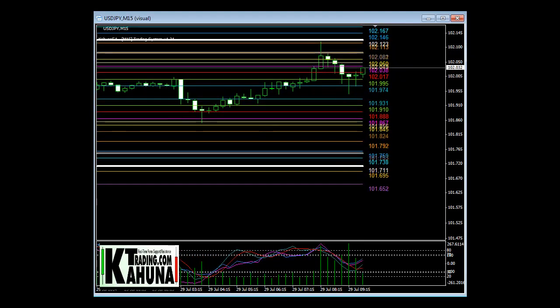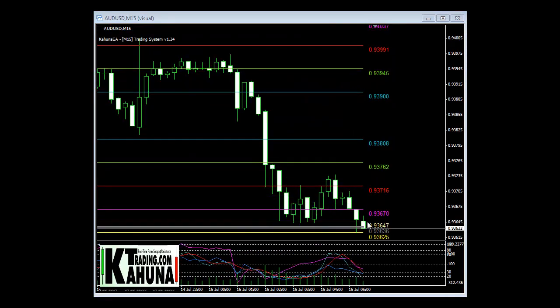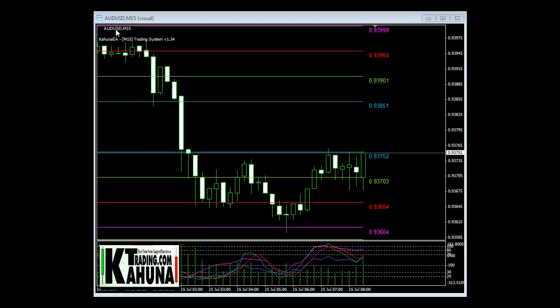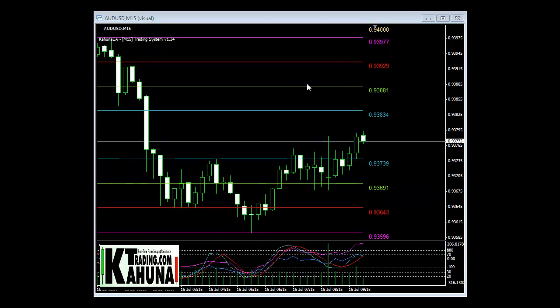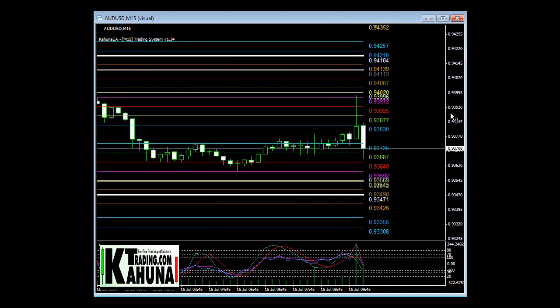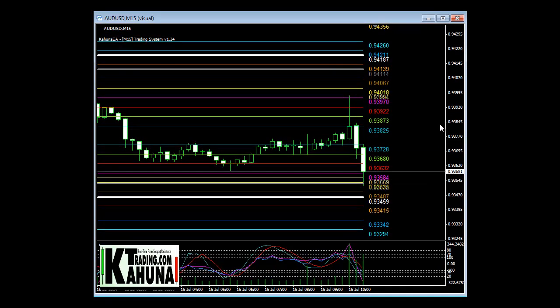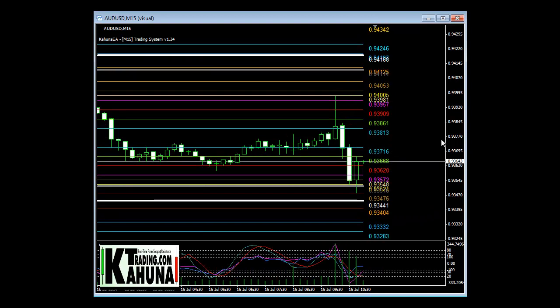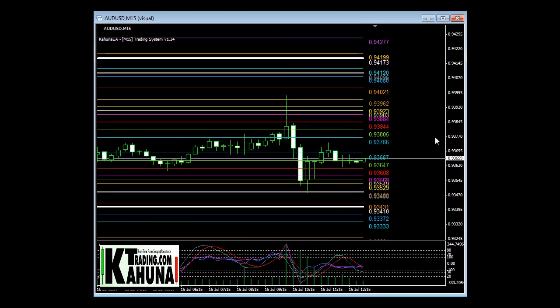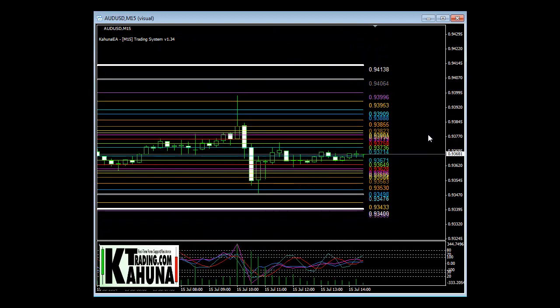Okay, we'll take a pause again. And the last one, AUDUSD. Let's take a look at that one for now. Try to keep this short. Everybody's on the M15 time frame. Aussie dollar.